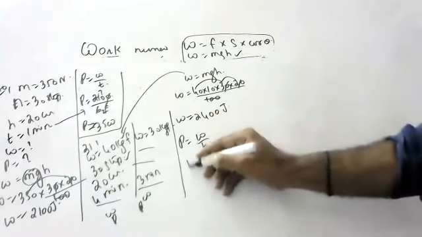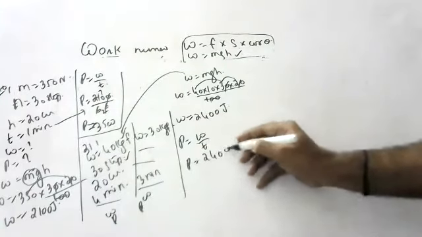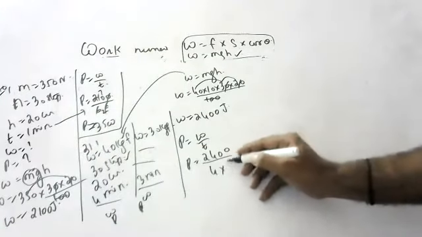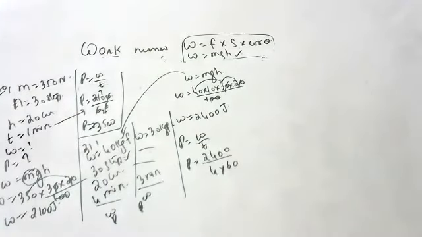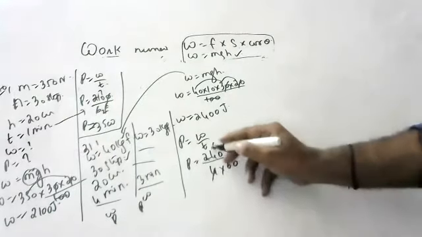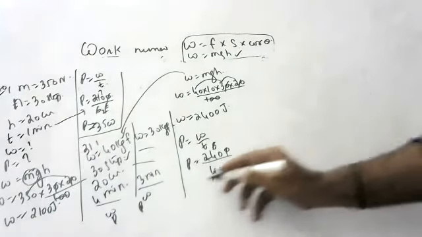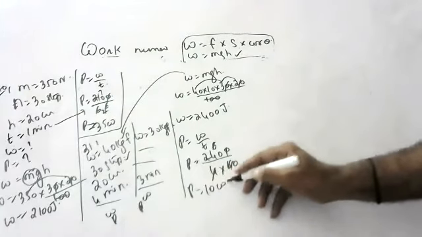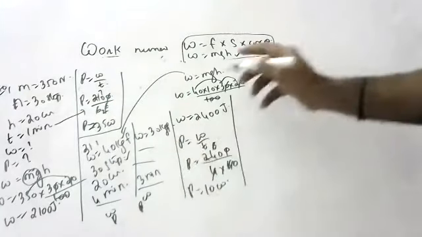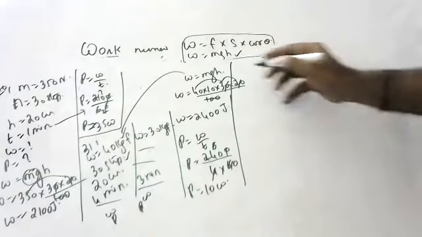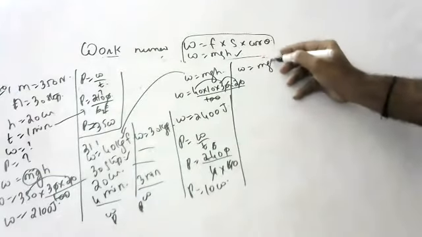Power is equal to work by time. Minutes to seconds, you should multiply by 60. 2400 by 4 into 60, 6 4s are 24, zeros cancel, so 10 watts. Now tell me for this girl, work is equal to mgh.